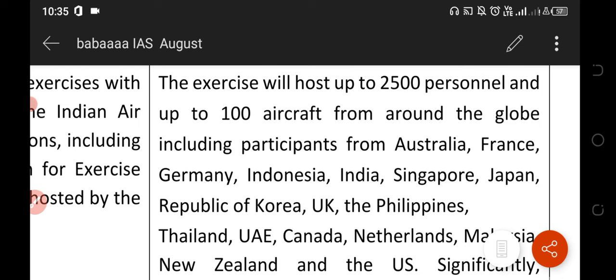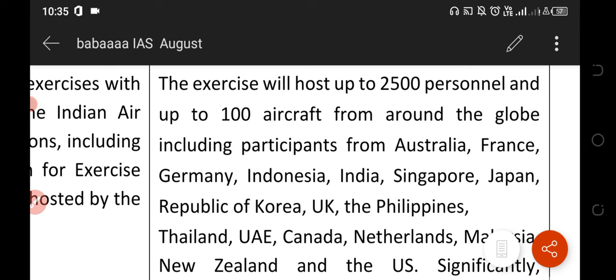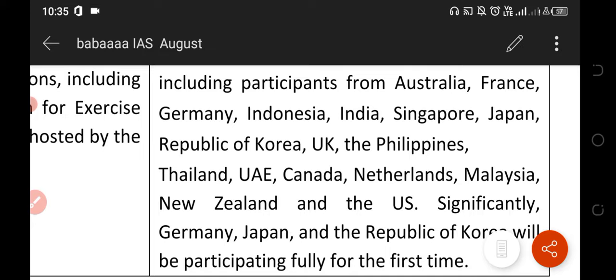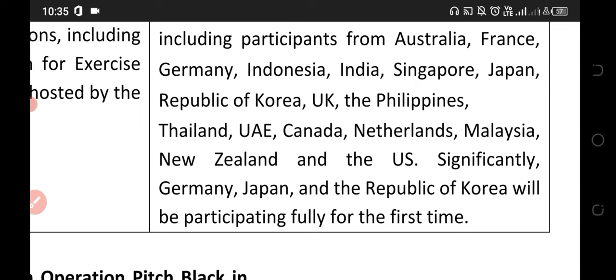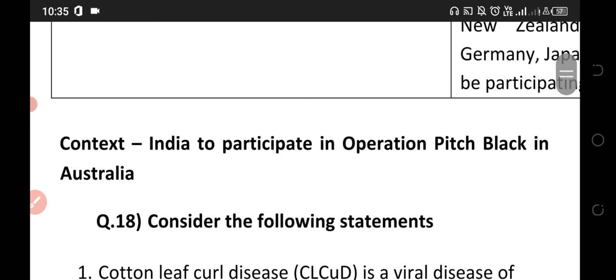The exercise will host up to 2,500 personnel and up to 100 aircraft from around the globe, including participants from Australia, France, Germany, Indonesia, India, Singapore, Japan, Korea, UK, Philippines, Thailand, UAE, Canada, Netherlands, Malaysia, New Zealand, and US. Significantly, Germany, Japan, and Republic of Korea will be participating fully for the first time. India to participate in Exercise Pitch Black in Australia.